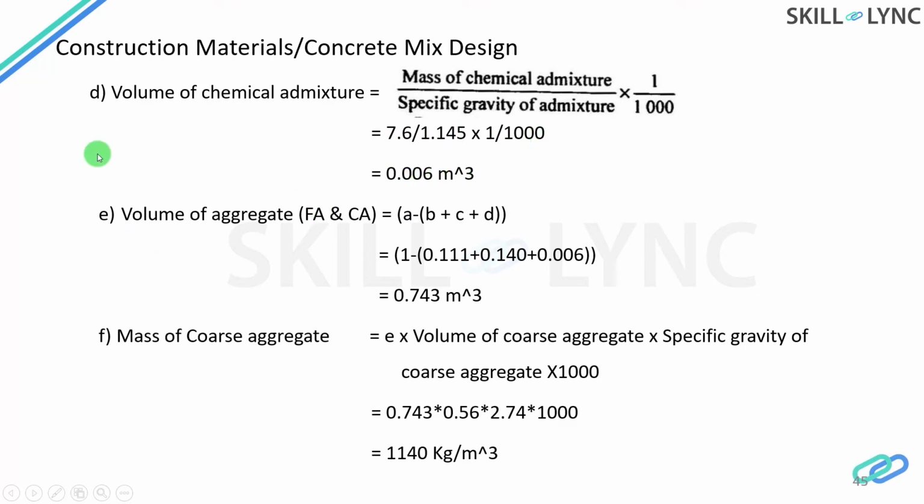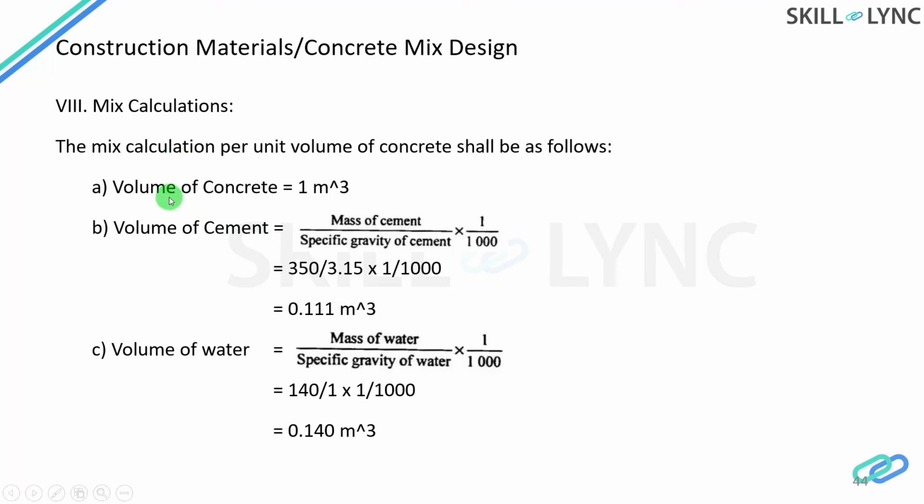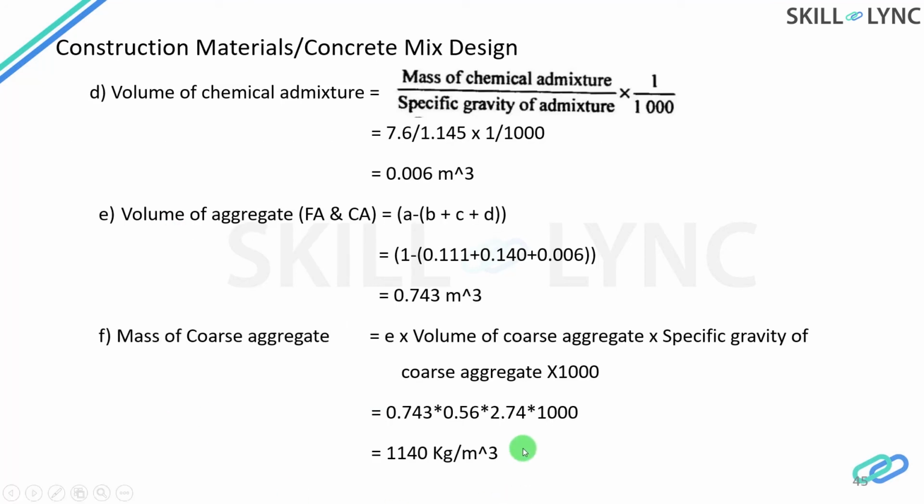Next is the calculation of volume of total aggregate, that is fine aggregate and coarse aggregate. This is calculated by using the formula A minus B plus C plus D. This A is the volume of concrete, and B plus C plus D is volume of cement plus volume of water plus volume of chemical admixture. So this is how we calculate the volume of aggregate, and the value here is 0.743 meter cube.